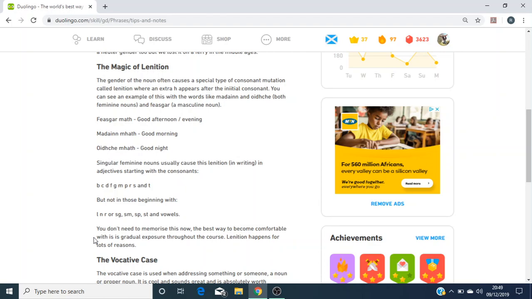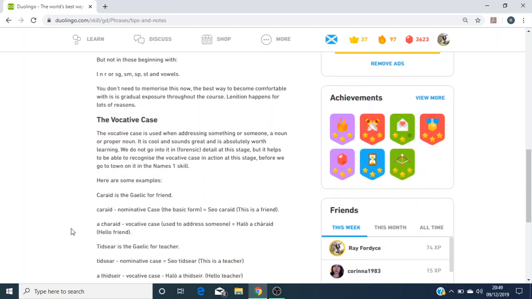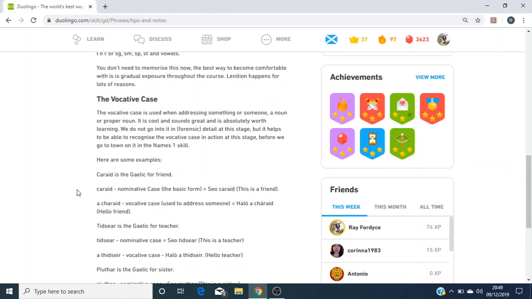The best way to become comfortable with this is gradual exposure throughout the course. Lenition happens for lots of reasons. The vocative case. The vocative case is used when addressing something or someone, a noun or proper noun. It's cool and it sounds great and is absolutely worth learning. Okay. We do not go into it in forensic detail at this stage, but it helps to be able to recognise the vocative case in action at this stage before we go to town on it in the names skill. So here is an example.